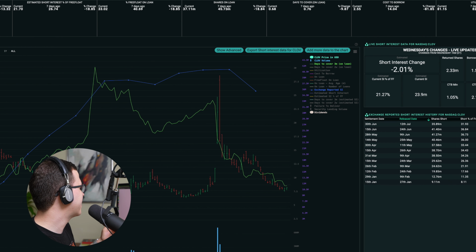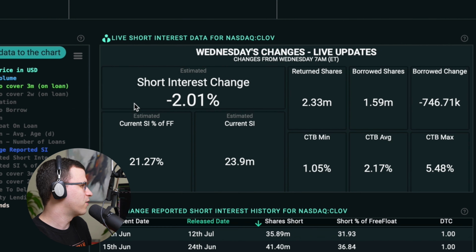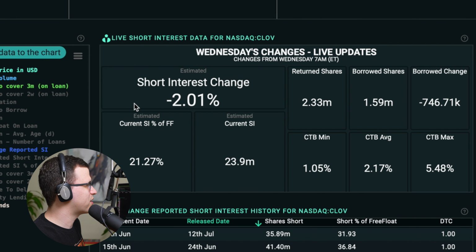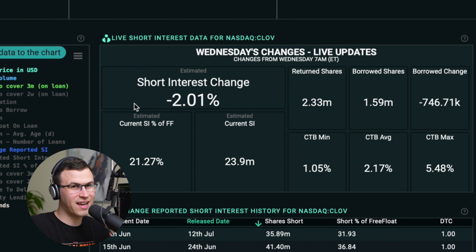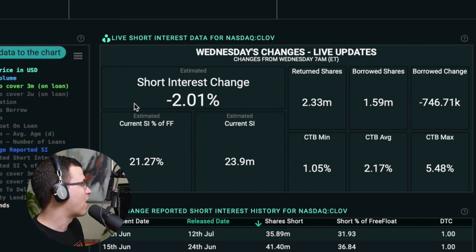In Ortex, we can see that the current short interest percentage of the free float is sitting at 21.27%. The short interest percentage change is only about negative 2.01% from the previous day. So a little bit of a decline from the previous day for the short interest, but wow, that movement today, we'll talk about in a bit.